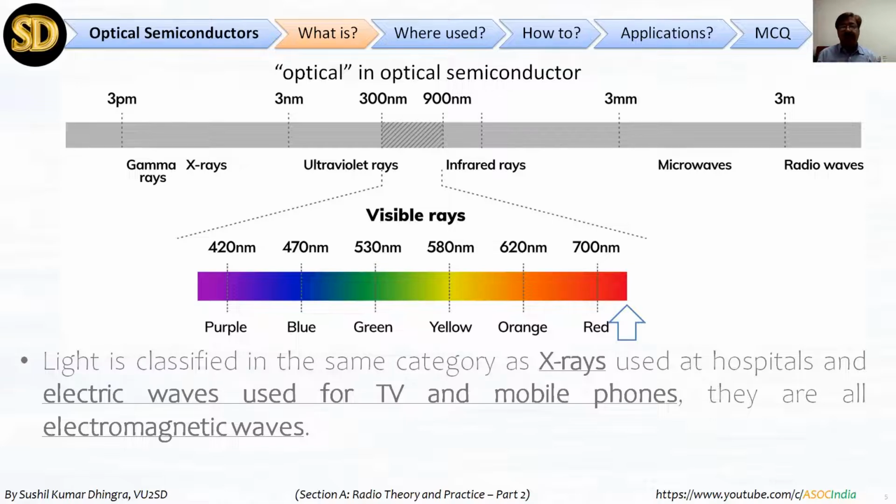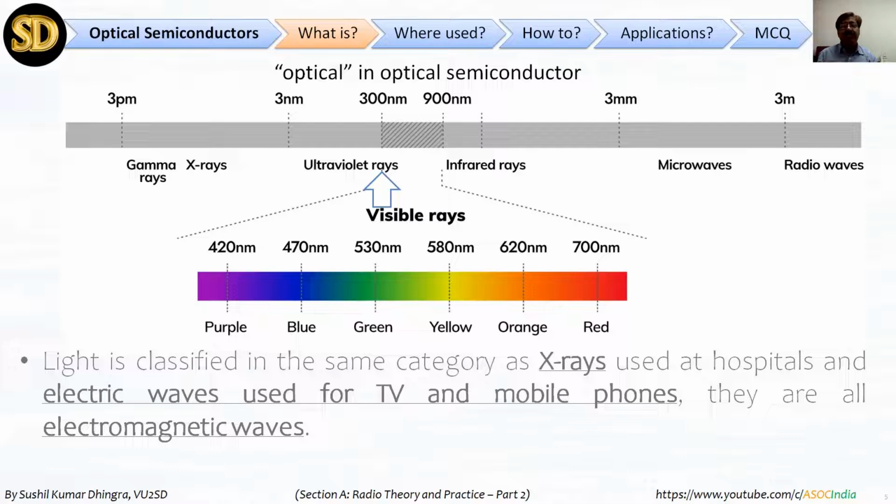This visible ray starts from 700 nanometers, starting with a deep red color, slowly it goes to orange, yellow, green, blue, purple, etc. Remember this sequence. This is somewhere ending around 420 nanometers, but still it goes. After that, the rays start from ultraviolet rays, X, gamma, and continue.